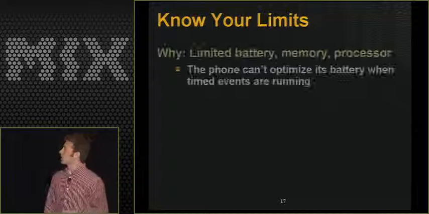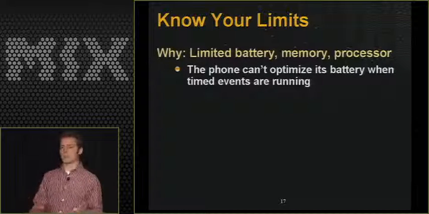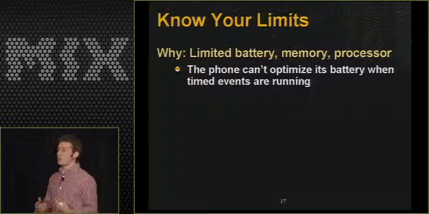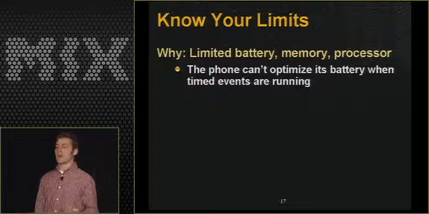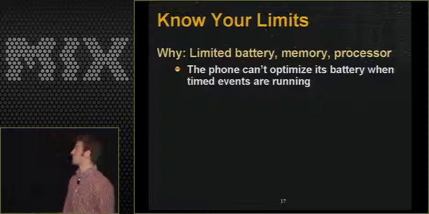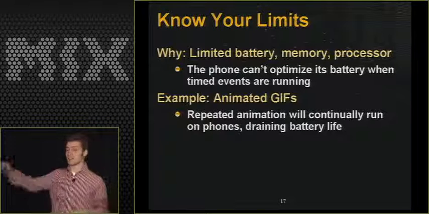Also important to know your limits. I mean, these are not necessarily computers. They don't have unlimited battery and processor and memory. So the phone can't necessarily optimize its battery when you're doing tasks that weren't meant for it. For instance, recurring tasks and scripts. Animated GIFs is a great example of this.